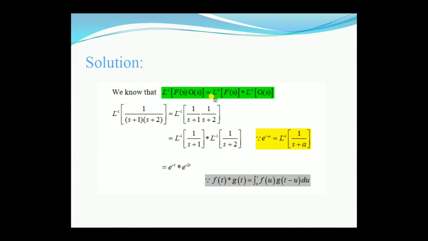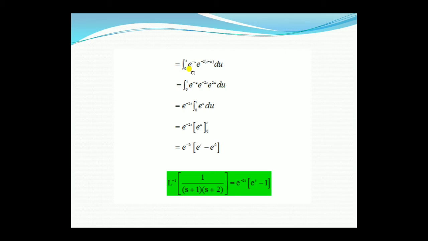Let L inverse of 1 divided by s plus 1 into s plus 2, which is equal to, you split 1 divided by s plus 1 into s plus 2. So using the convolution theorem, L inverse f of s star L inverse g of s. Applying the formula, the inverse Laplace transform gives e power minus t star e power minus 2t, and also using the convolution definition, you simplify the integral 0 to t e power minus u e power minus 2 into t minus u into du.